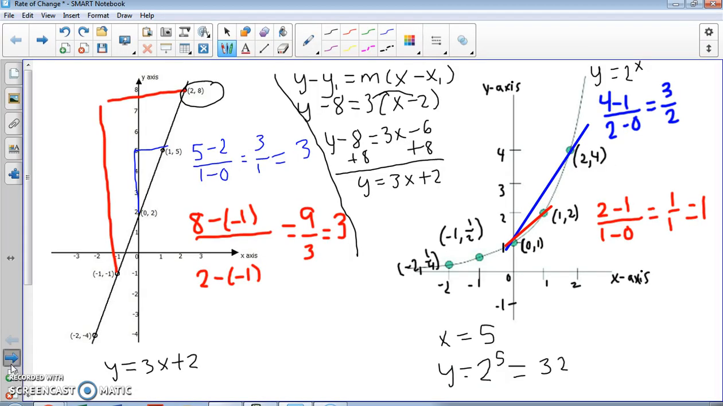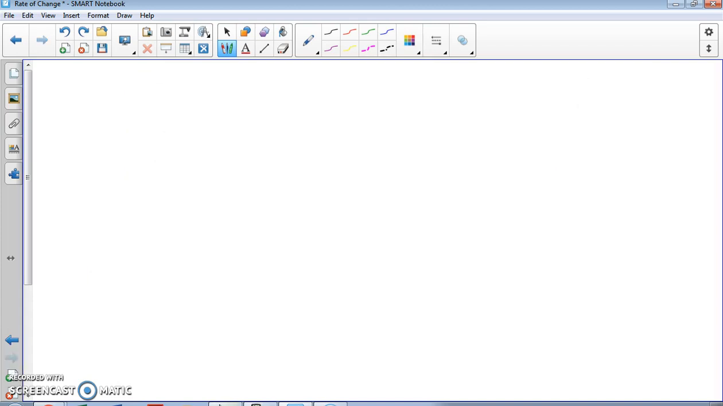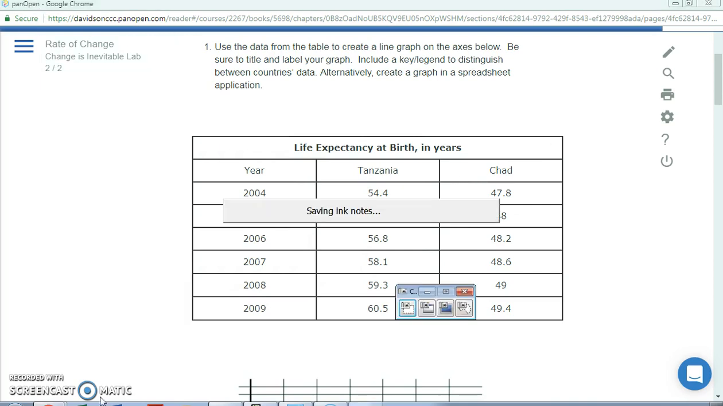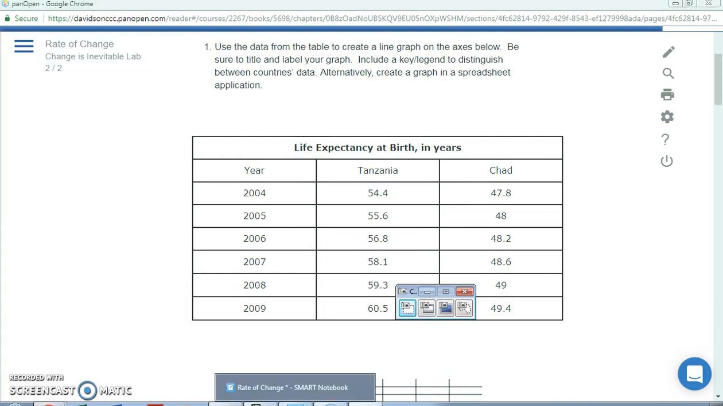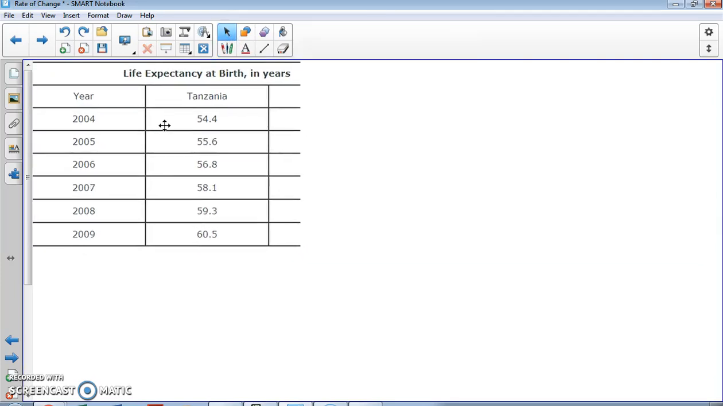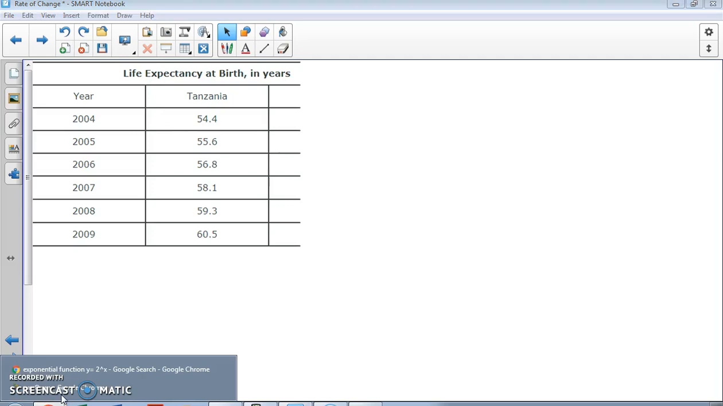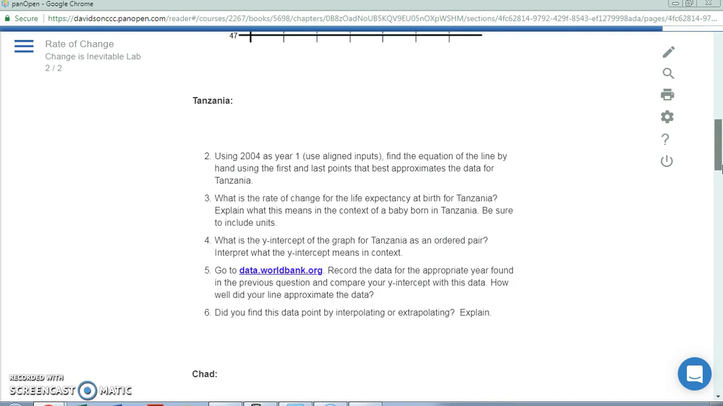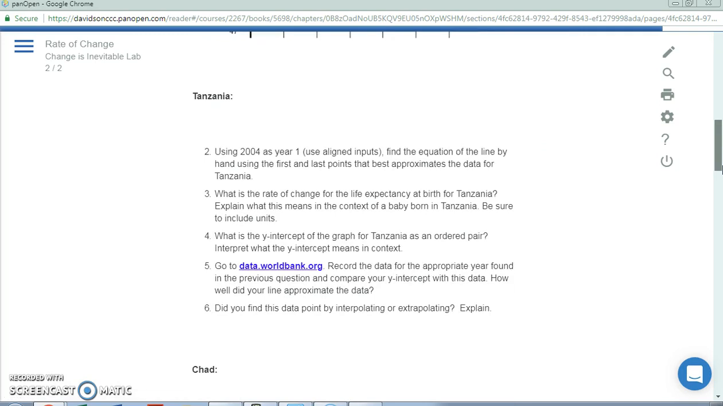So what I'm going to do is come up here, take a little screen capture, and come back to my lab, and I am going to capture the data that I need. So we want to come up with the equation of the line by hand using the first and last points.